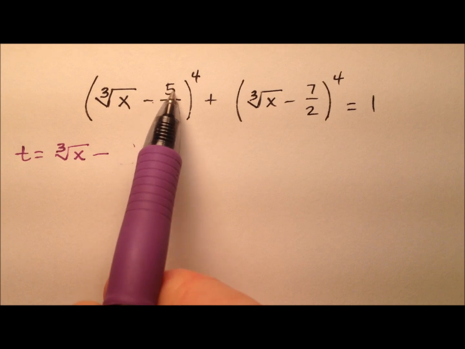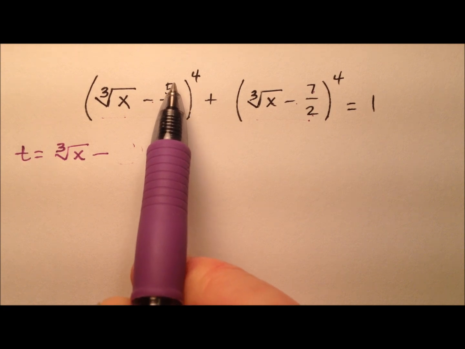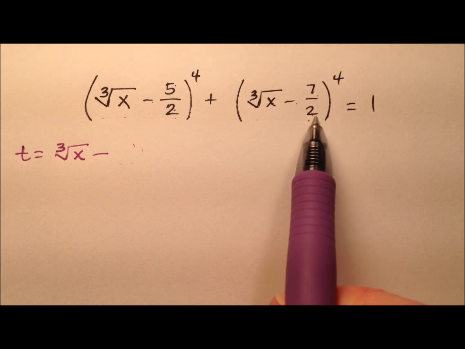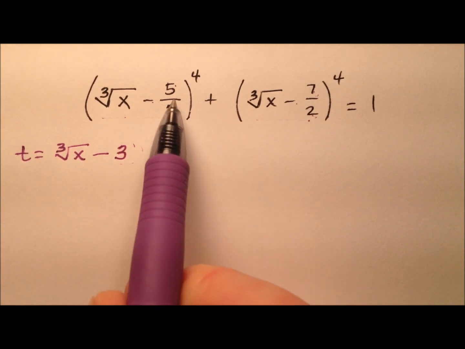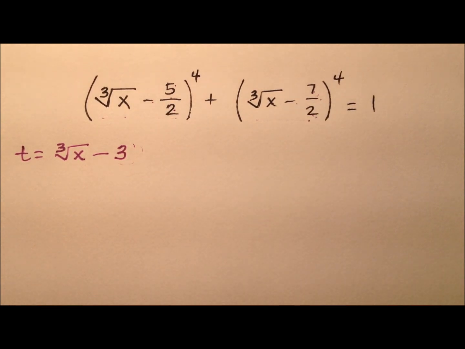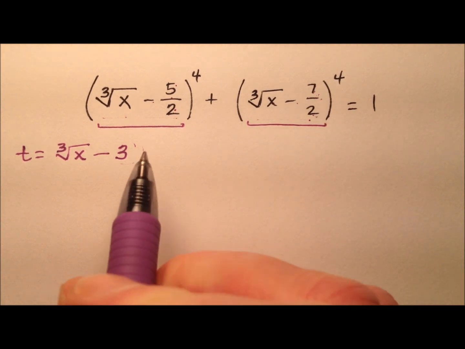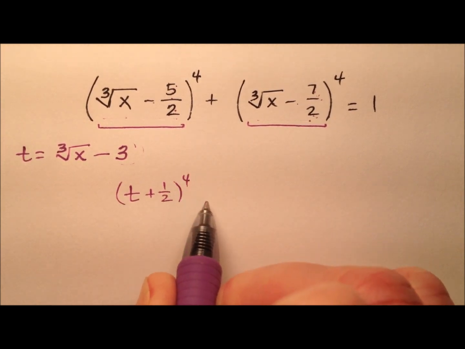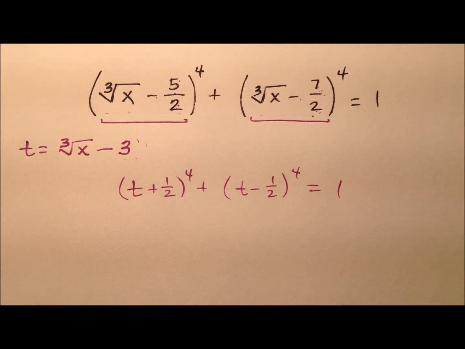Well, the cubed root of x minus 5 halves and the cubed root of x minus 7 halves, these are almost the same, except one is 5 halves and one is 7 halves. Well, 5 halves is 2.5 and 7 halves is 3.5. So how about we split the difference and we use 3 because that's right in the middle of 2.5 and 3.5. So t equals this cubed root of x minus 3. Which means now I can go ahead and rewrite each of these expressions. And they'll become, let's see, (t plus 1/2) to the power of 4 plus (t minus 1/2) to the power of 4, and that'll equal 1.